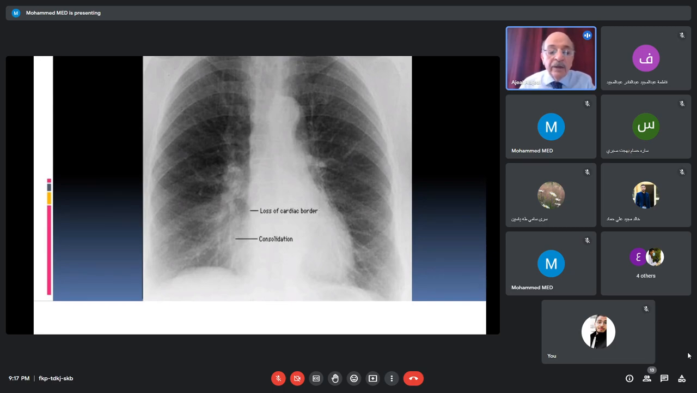The lesion here, you can see on the left-hand side, is infiltrative, and this is pneumonia. When this pneumonia affects the middle lobe, then you won't be able to tell the lesion from the border of the heart, because, as I said earlier, the middle lobe overlaps the heart. And this is called the silhouette sign. Silhouette sign. Remember this, please.